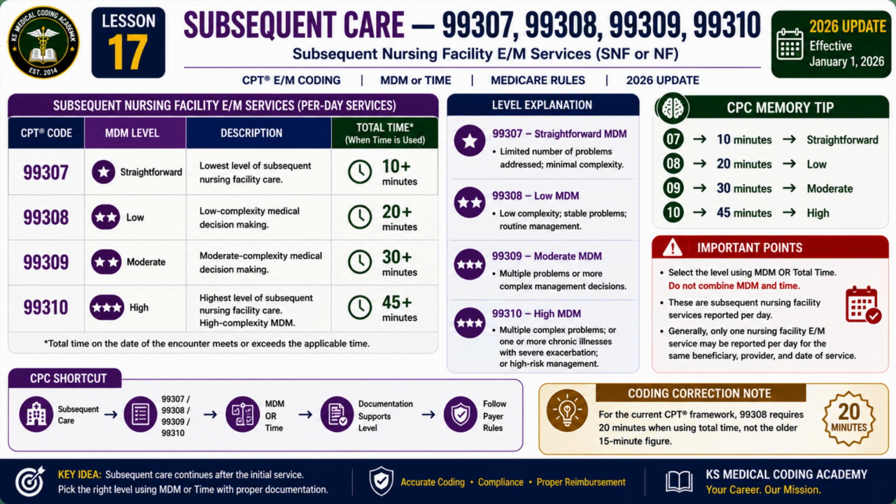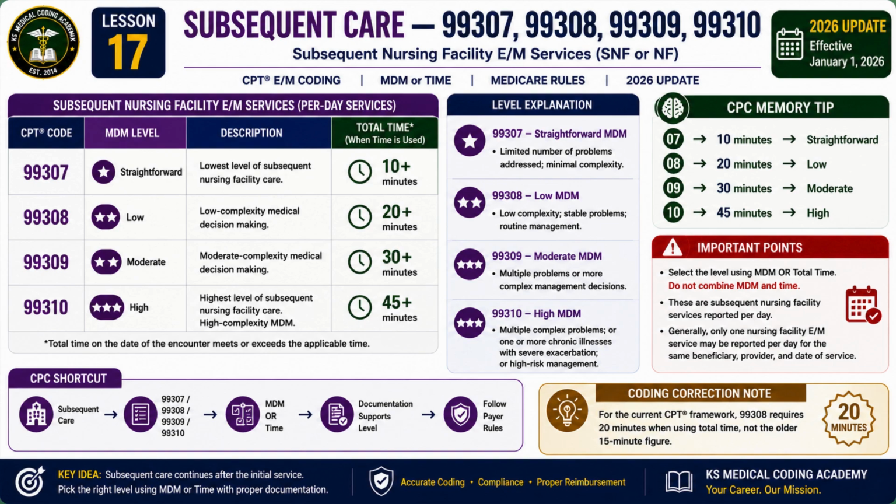99308, low MDM. The current CPT threshold is 20 minutes. 99309, moderate MDM, with 30 minutes when selecting by total time. 99310, high MDM, with 45 minutes when selecting by total time. For the CPC exam, remember, 07 → 10, 08 → 20, 09 → 30, 10 → 45.